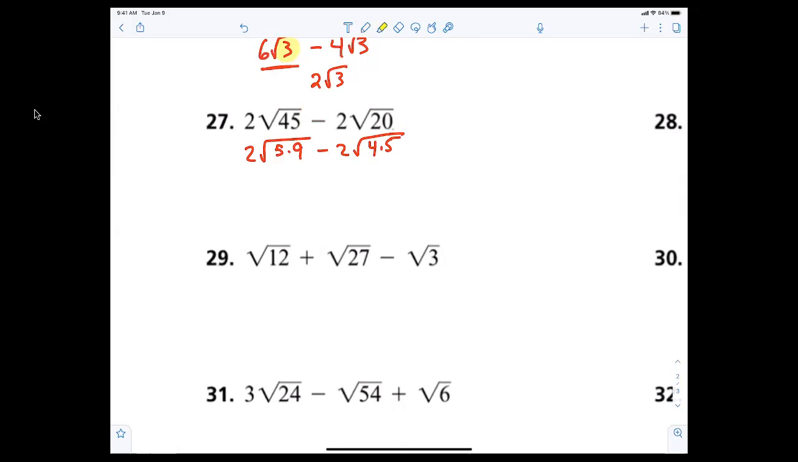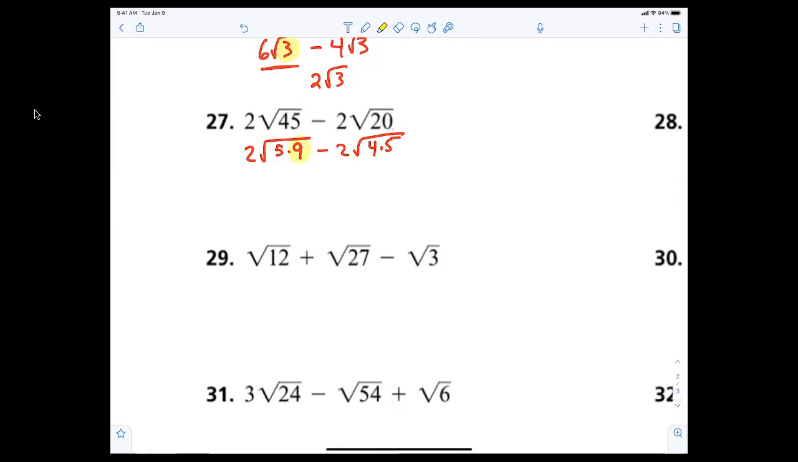Yeah, 5 times 9 is... And then we have 2 radical 5, no, 3 radical 5. I don't know what you're doing. And equals just radical 5. I don't know what you're doing.